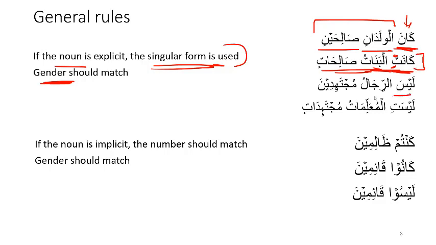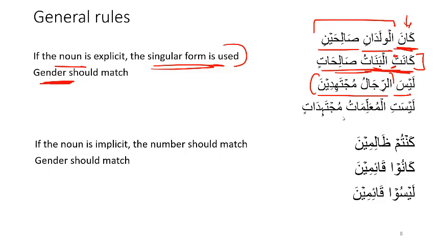Then we have laisa rijalu mujtahidina. This means that the men are not hardworking. So notice the translation needs to communicate a present tense meaning. So laisa rijalu mujtahidina means that the men are not hardworking. And again, this is plural, but laisa is singular, and that's because the subject is explicit.